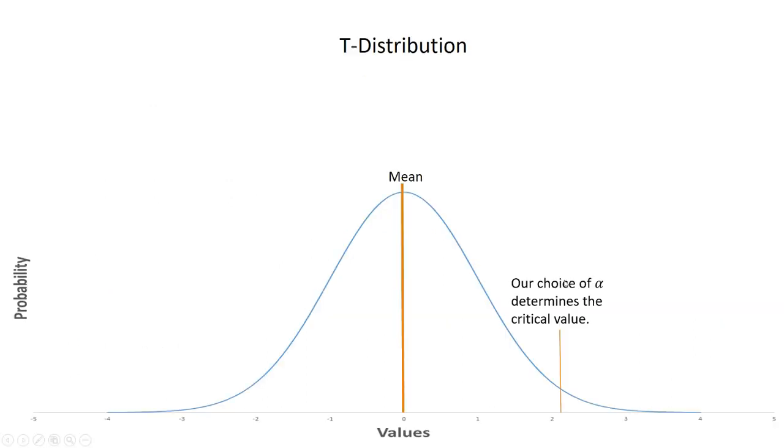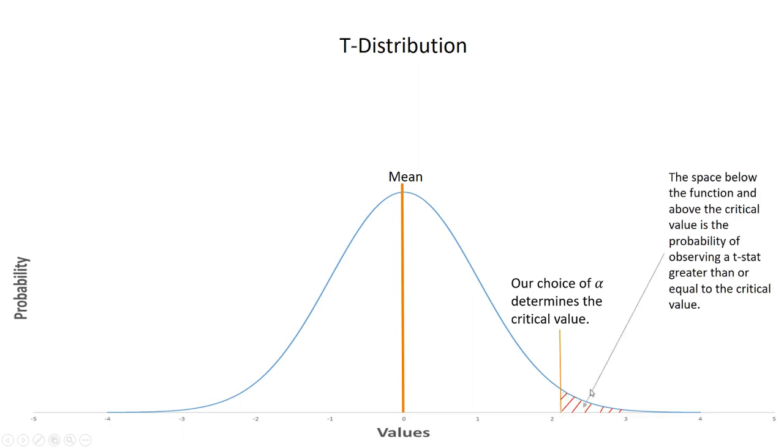So let's see it. Our choice of alpha determines the critical value. Alpha is the probability that lies above the critical value, below the curve. The space below the function, to the right of the critical value, is the probability of observing a t-statistic greater than or equal to the critical value. This space here is equal to alpha. It's the probability of committing a type 1 error. If we're willing to accept more type 1 error, then we would move the critical value back.